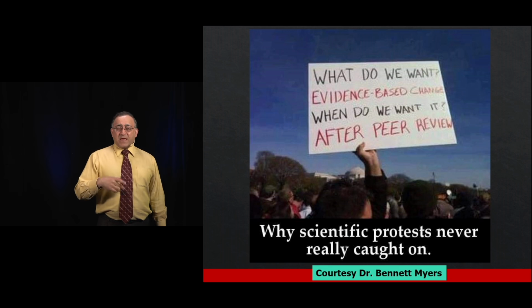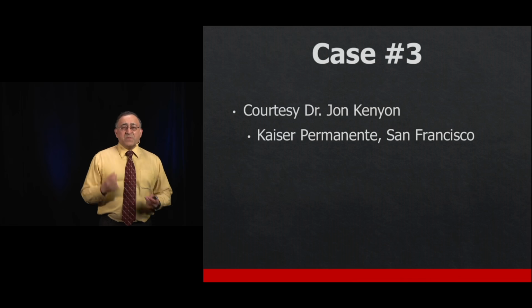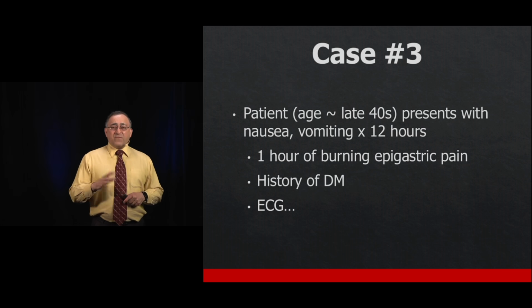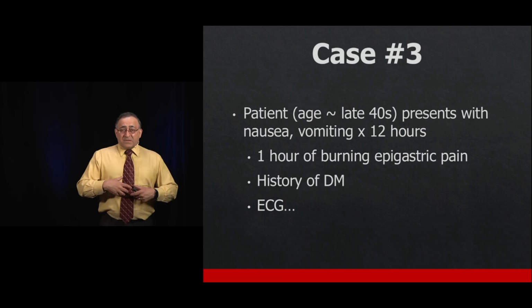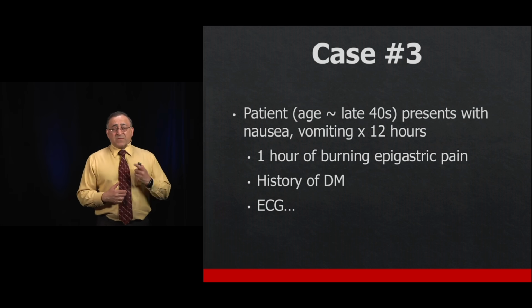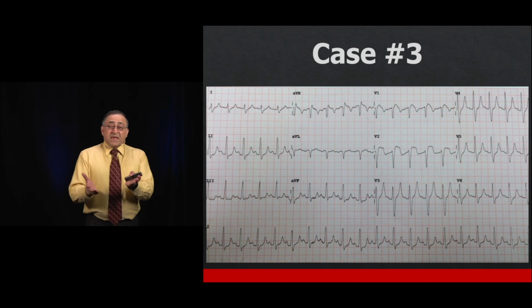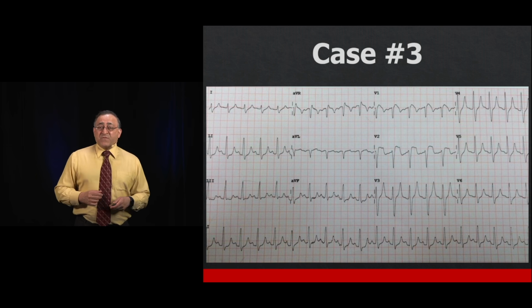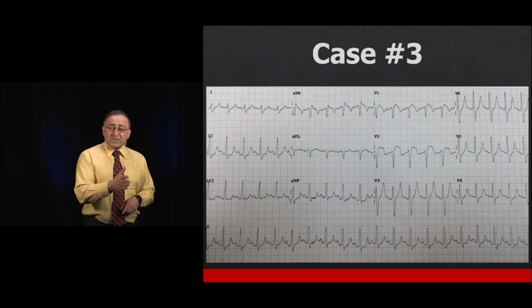Another little mental break, and we'll finish up with one more case. This is a case that was sent to me by a physician in San Francisco. He had a patient who was 45, 46 or so, coming in with nausea, vomiting for 12 hours. He's got some burning epigastric pain, history of diabetes, so he's at risk for atypical ACS presentations. Here's the EKG. He's got, what did we just talk about? ST elevation, V1, V2, and AVR with rightward axis.